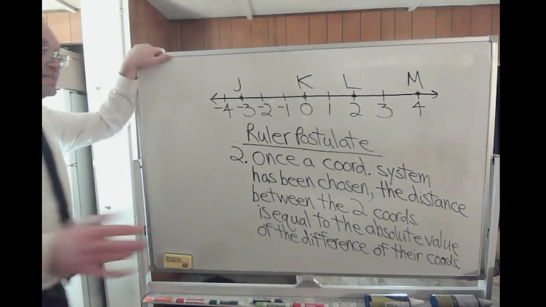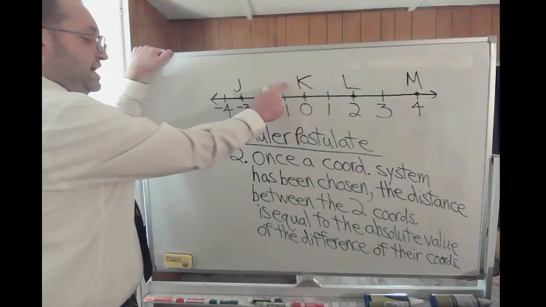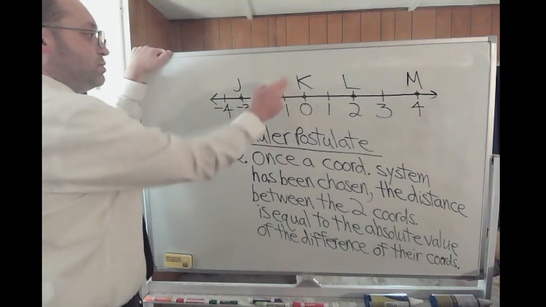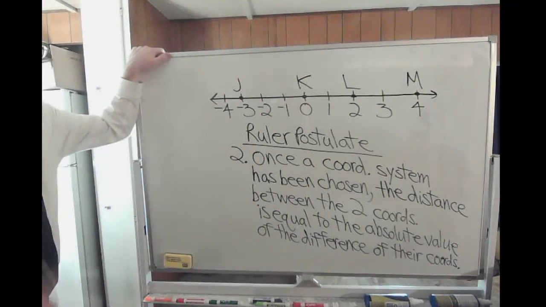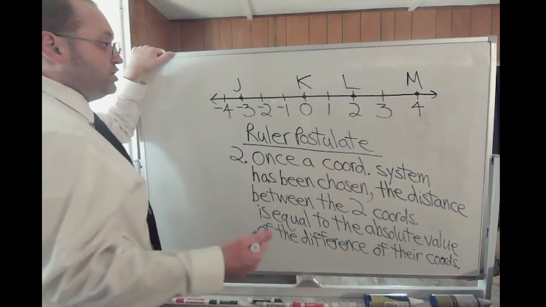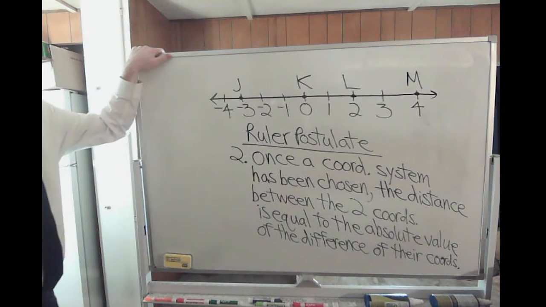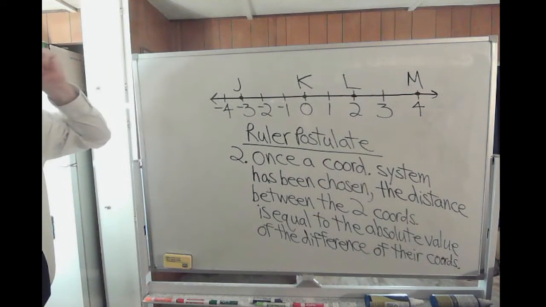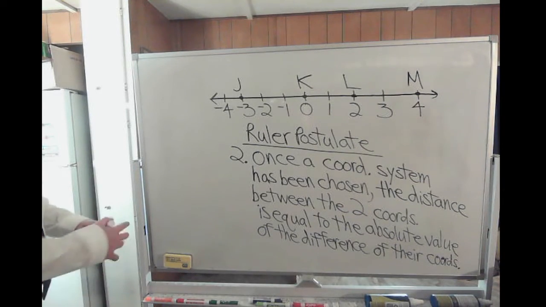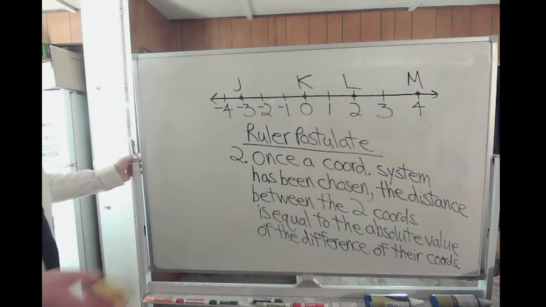And in all honesty, if I want to find the length of JK, it doesn't matter if I start with J, then subtract the coordinate of K, or start with K, then subtract the coordinate of J. Because it's the absolute value, it's going to give you the same result. And if you think about it, it's the absolute value because you're never going to get a negative length. You just aren't. So that's why it'll be the absolute value, because lengths are always positive.